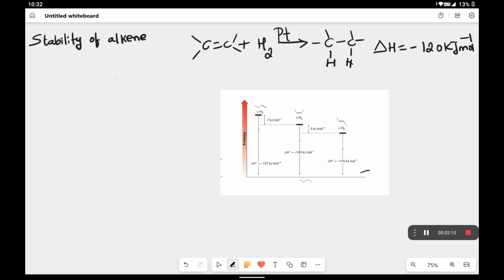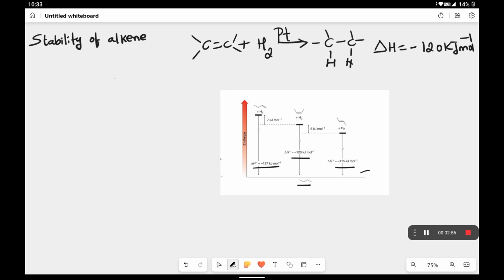So what does this reaction tell us? In this reaction, all the molecules are converted to a simple alkane molecule, that is butane. But just look at the amount of energy that is liberated. The trans-alkene gives very little energy, minus 115 kilojoules per mole. The cis-alkene gives minus 120 kilojoules per mole. The difference between these two is 5 kilojoules per mole. Similarly, 1-butene gives an energy of minus 127 kilojoules per mole.